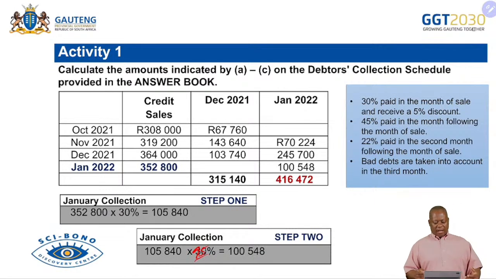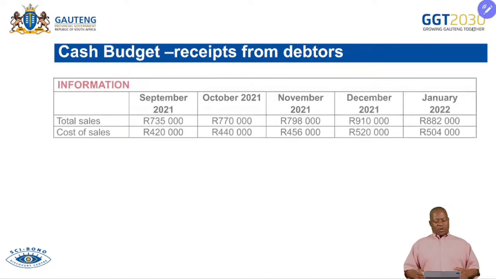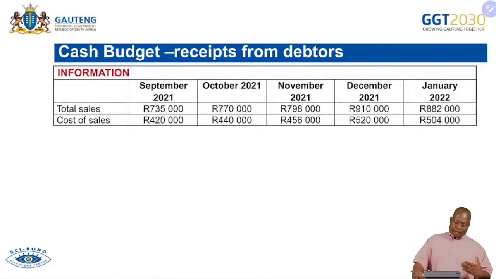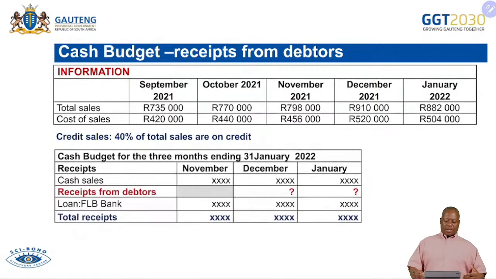95% for us to get the final figure. Good. Now, let's continue and see some other questions that are coming from this information. Now, check here. We had our sales and our cost of sales. And because we were busy doing the debtors collection schedule, let me take you into the cash budget now. Where are we going to get or take that information to?